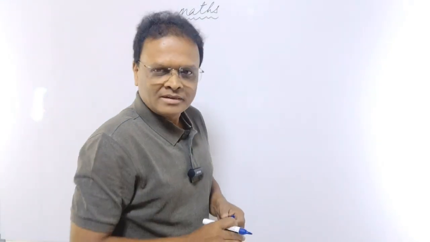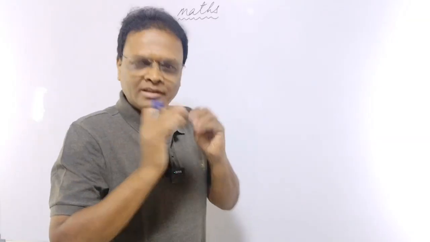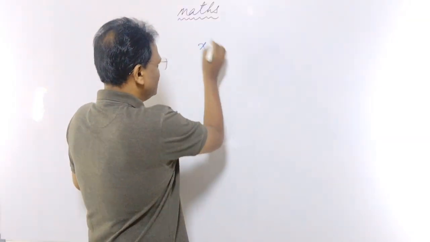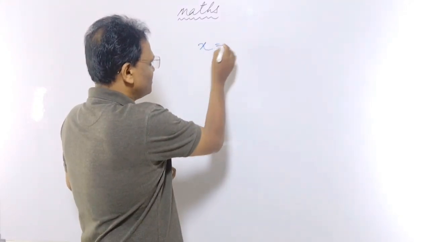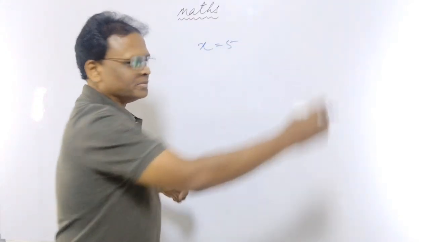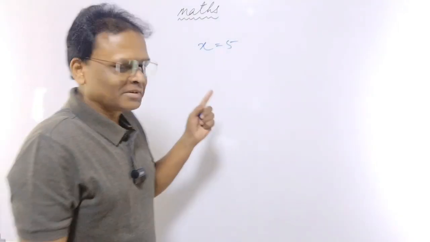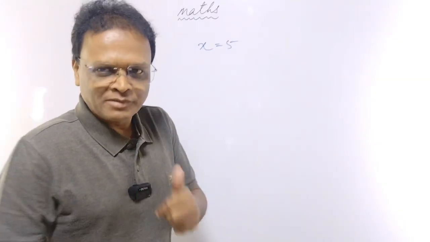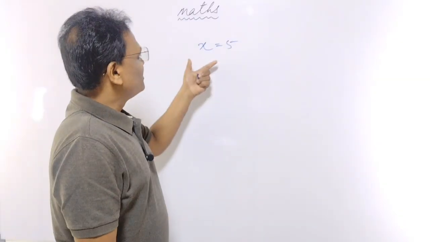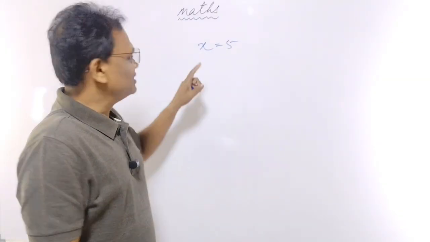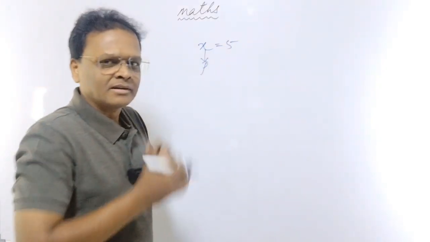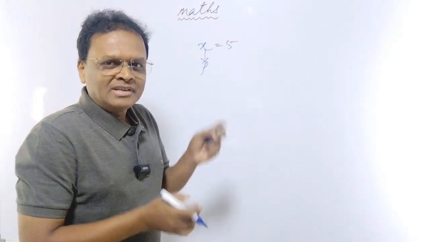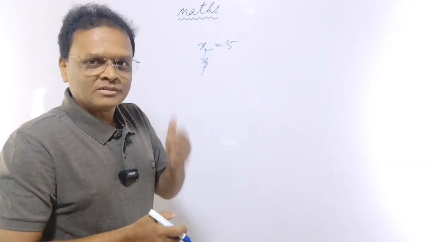That pizza or burger can be considered as a variable. Cost of a pizza or burger. This x is what? Your pizza or burger. The cost of this pizza is equal to 5 rupees. So this x stands for pizza, or you can write burger. This gives me an equation.